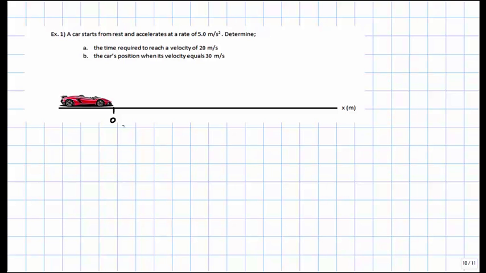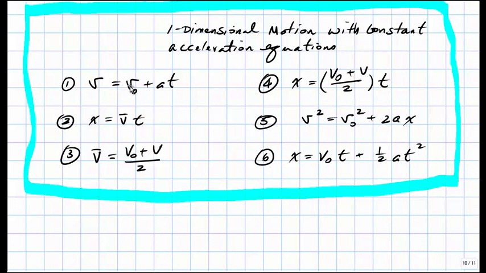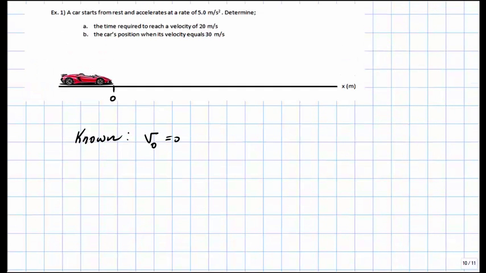Let's start by identifying what is known. The words starts from rest imply that the initial velocity equals 0, and in our equations the initial velocity is specified as v0. That's the velocity at time 0. So v0 in this example equals 0. Next, the problem tells us that the acceleration equals 5 meters per second squared. So a equals 5 meters per second squared.